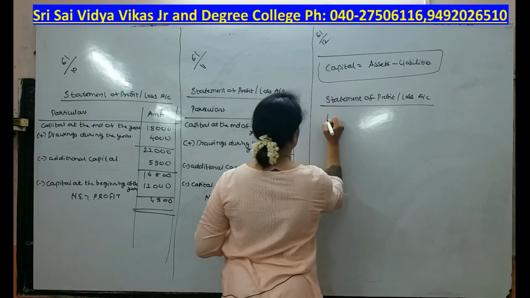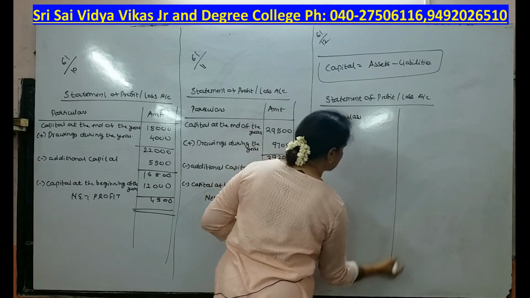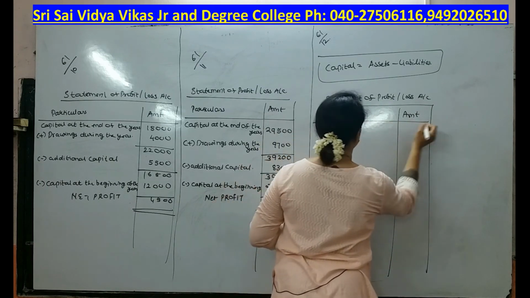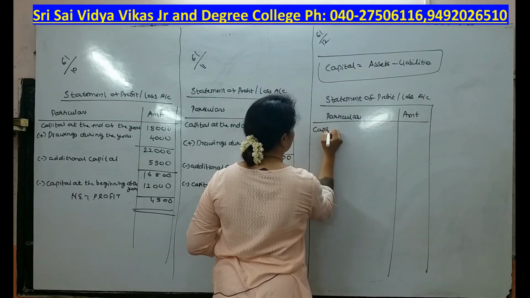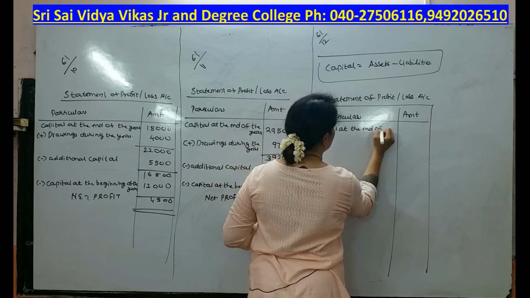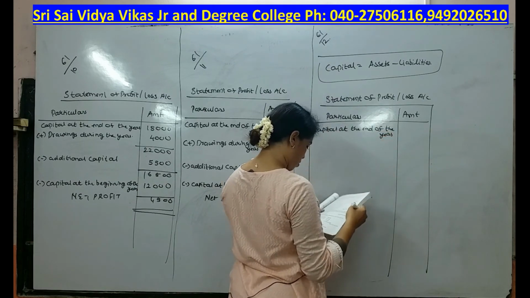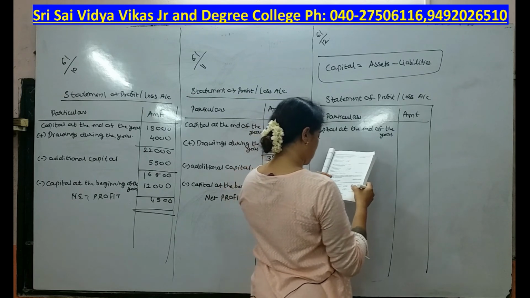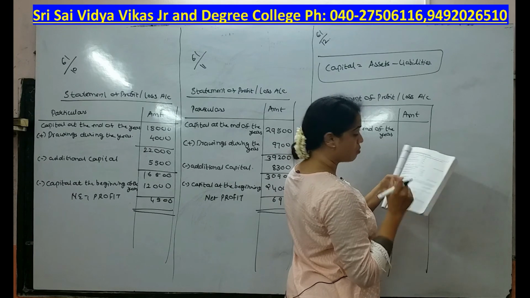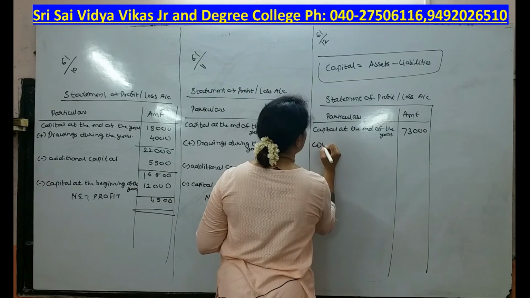Here I'll write particulars and amount. First I will write capital at the end of the year. What is the capital at the end of the year? Capital, the excess of assets over liabilities on 31st March 2015, was 73,000. Add drawings.